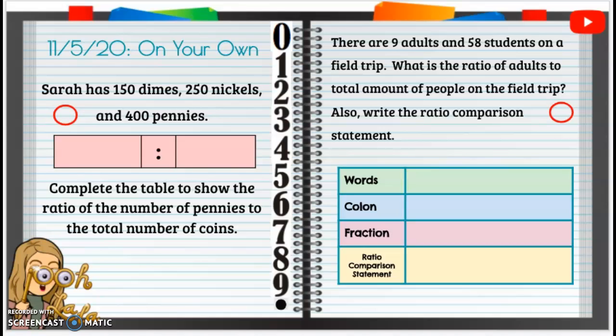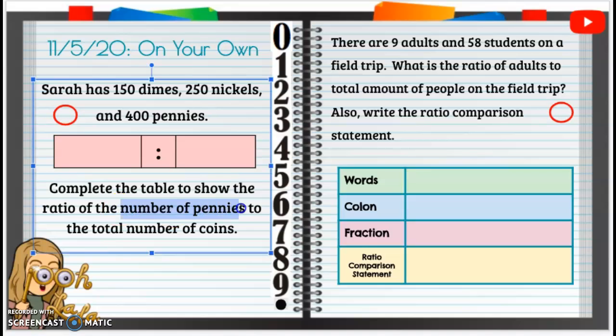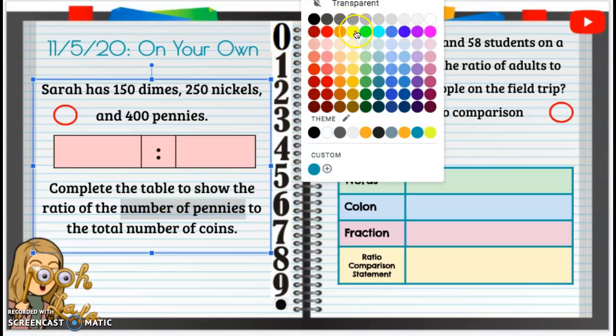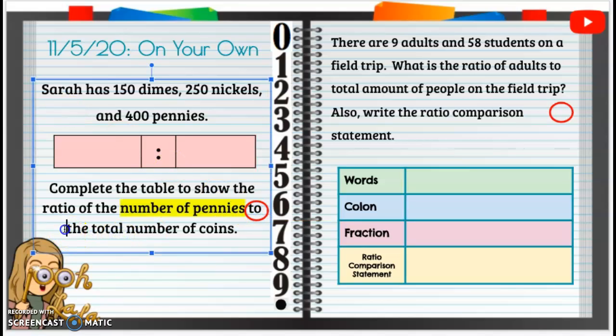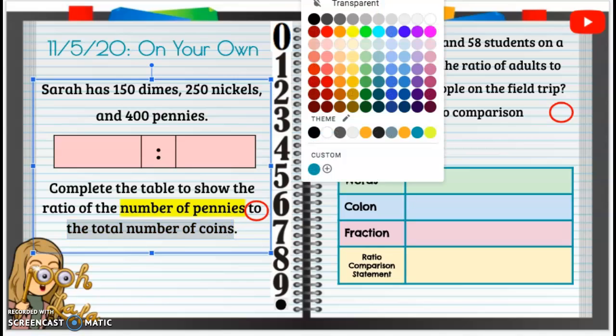Sarah has 150 dimes, 250 nickels, and 400 pennies. Complete the table to show the ratio of the number of pennies to the total number of coins. All right, so we're going to compare two things here. This table is going to compare using a colon, and that's perfectly fine. So we're going to compare the number of pennies to the total number of coins.